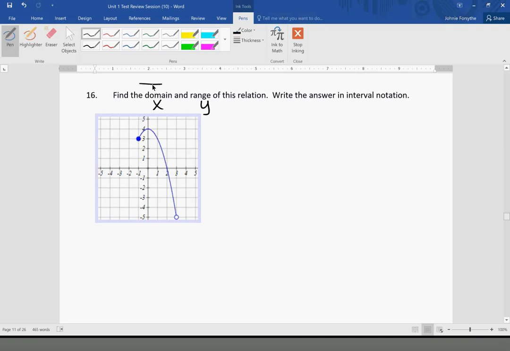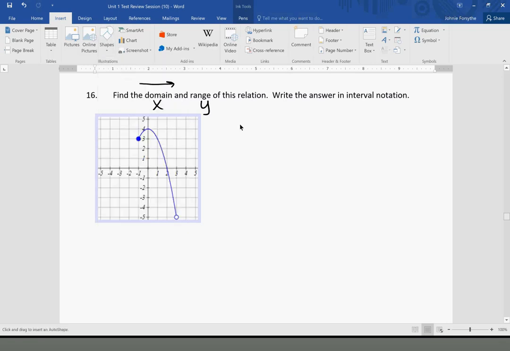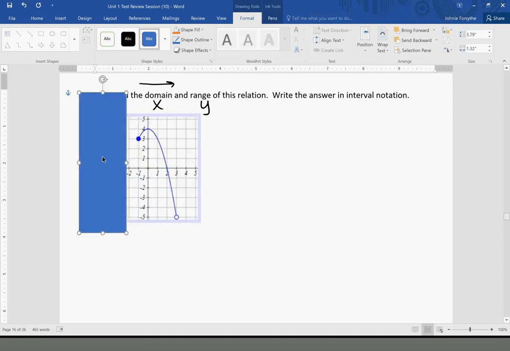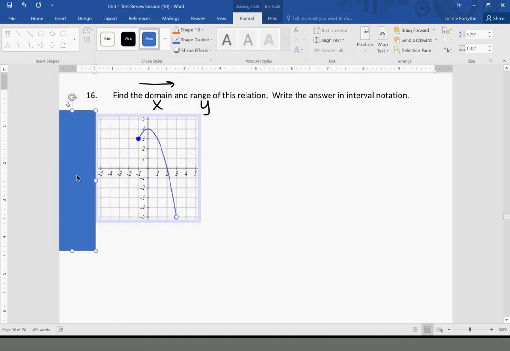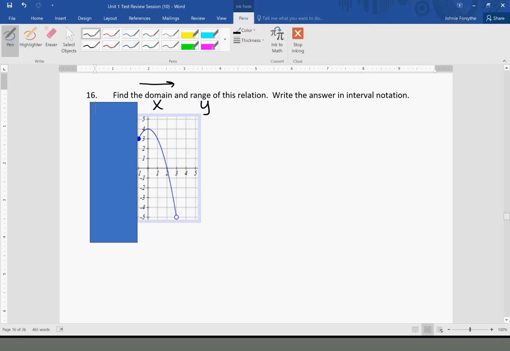So for domain, let's look from left to right. So going from left to right, if we go left to right, this graph starts at 1, right? And then it has a dot over 1, so we're going to use a bracket.